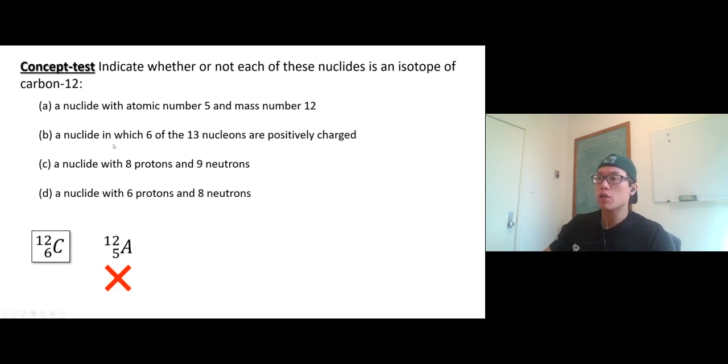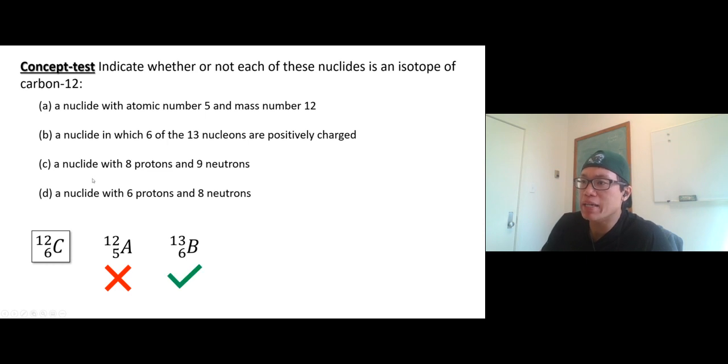Next one, a nuclide in which 6 of the 13 nucleons are positively charged. All right, 13 nucleons. That means these are subatomic particles in the nucleus, which is protons and neutrons combined. 6 of them, 6 out of 13, are positively charged. So 6 of them are protons. Yes, this is carbon. So 6 protons, 7 neutrons. That's carbon 13. I'll just call it element B. So the atomic number of 6 protons, same element. So this is an isotope of carbon 12.